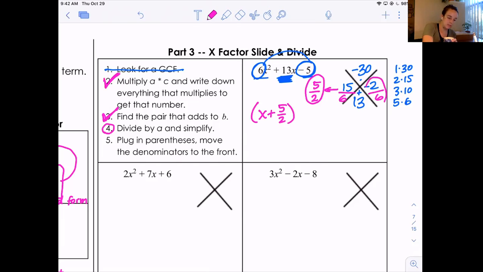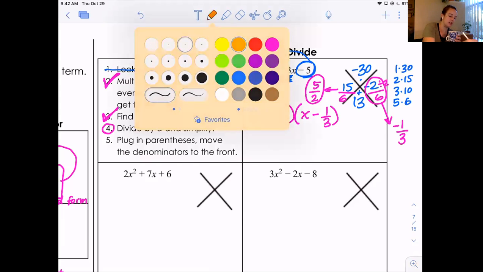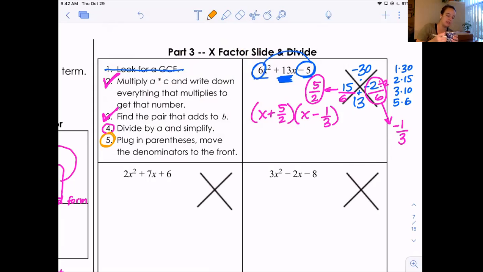And then I'm also going to simplify this one if I can. So -2/6 dividing by 2 on top and bottom. So I get -1/3. That's going to be my other one, x minus 1/3, like that. The last step that it says here is to plug in parentheses, which we did, and move the denominators to the front. So this denominator is going to move right up here.